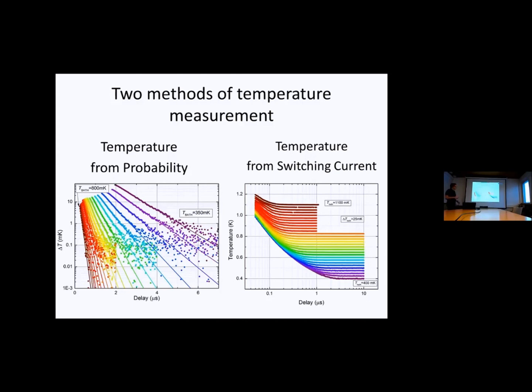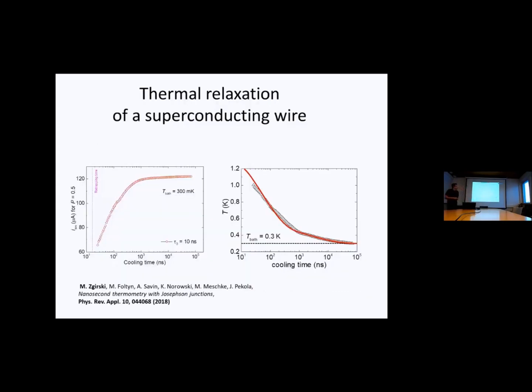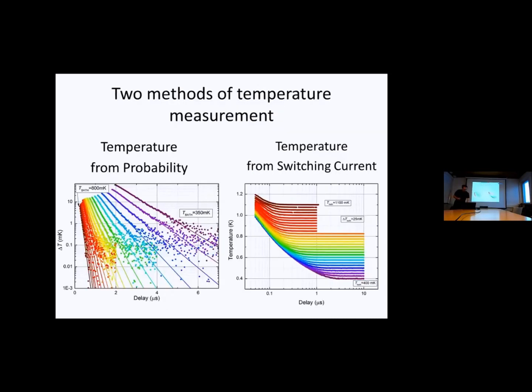This is the linear regime. Again, we have the same wire, but what we do, we measure the changes in temperature in the linear regime as a function of this delay or cooling time. So you see that this is measured as a kind of tail of this relaxation here. Yes, so we focus on this tail. And you see that this kind of exponential model works here quite well. As we increase temperature, the relaxation times become faster and faster.